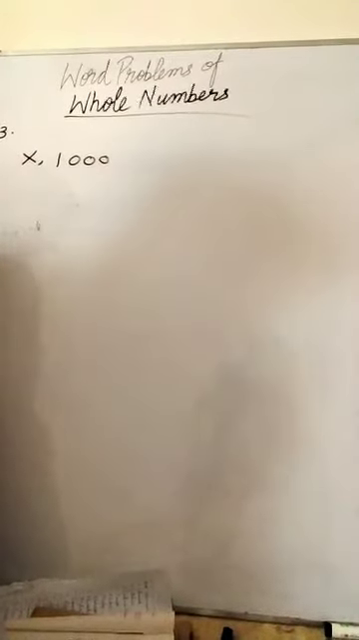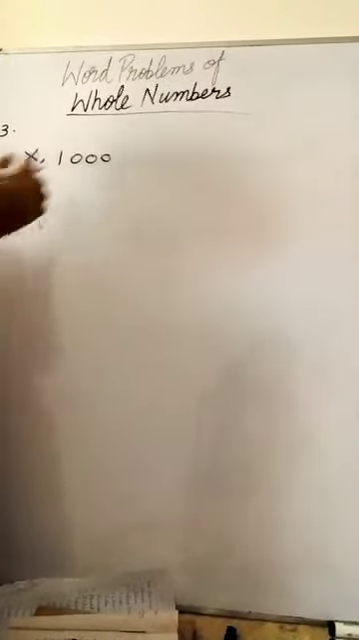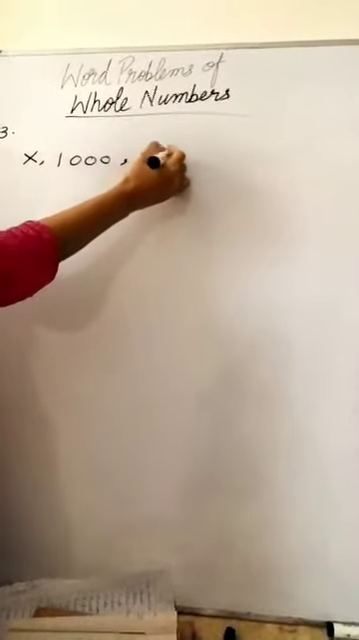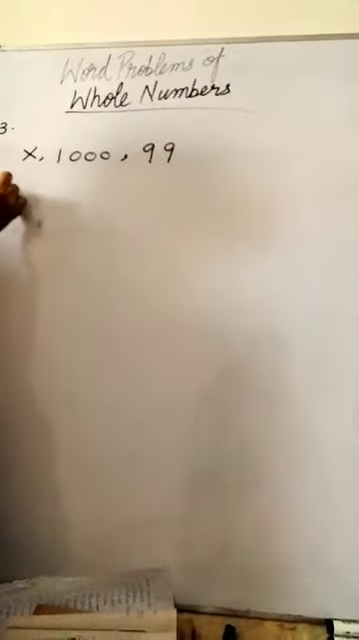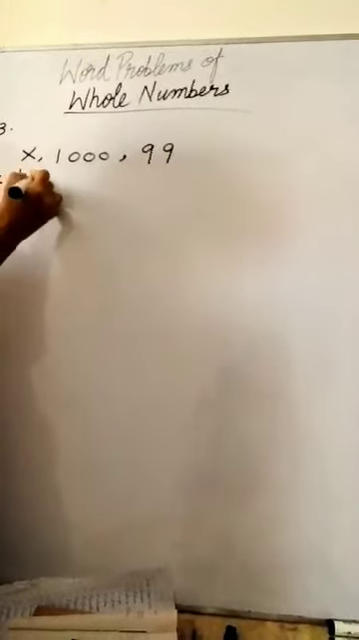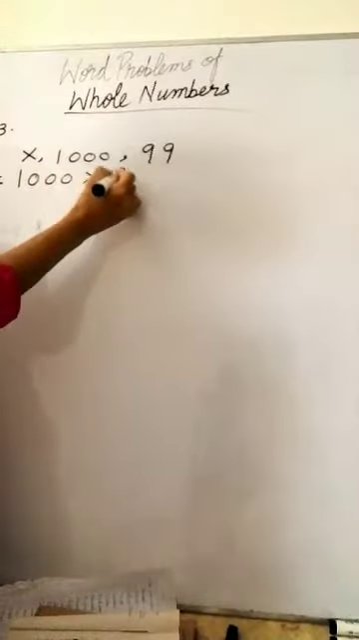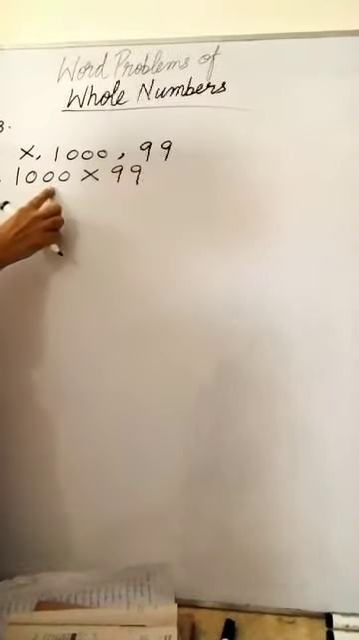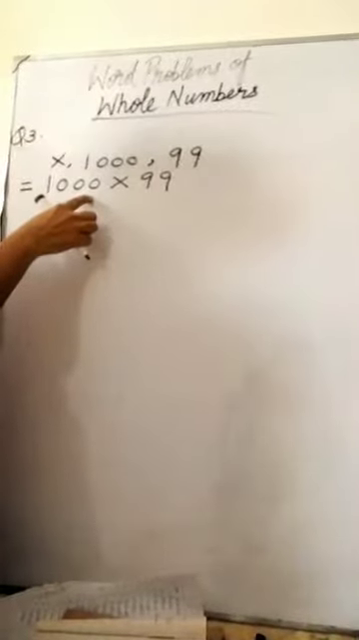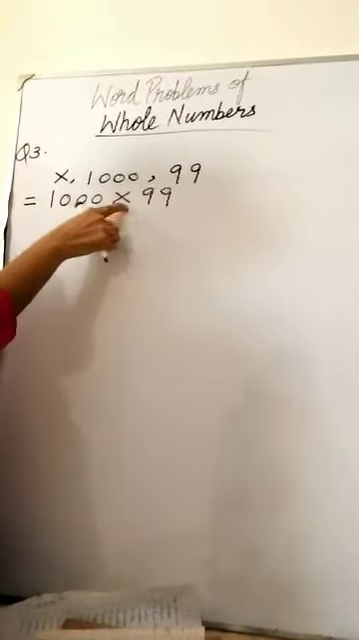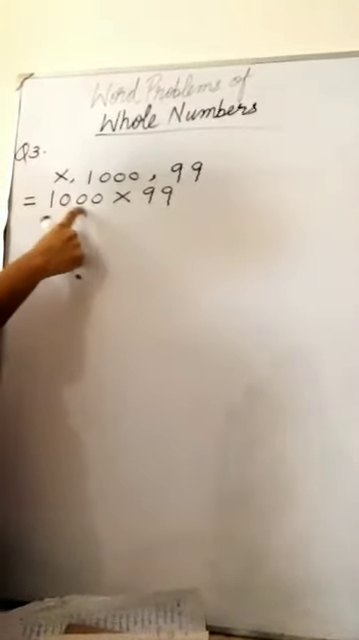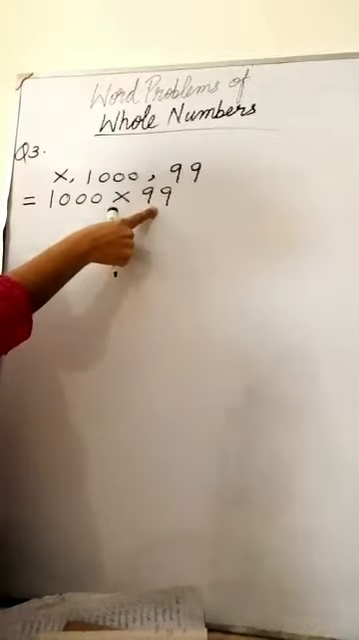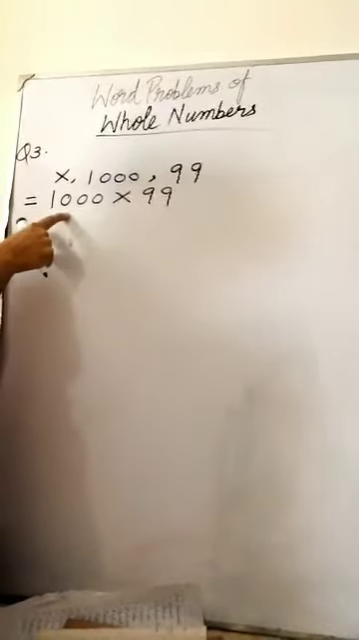And the largest or greatest 2-digit number. The greatest 2-digit number is 99. So first of all we have to write it in the horizontal form: 1000 multiplied by 99. We need to find the product of these two numbers. This is the horizontal form.